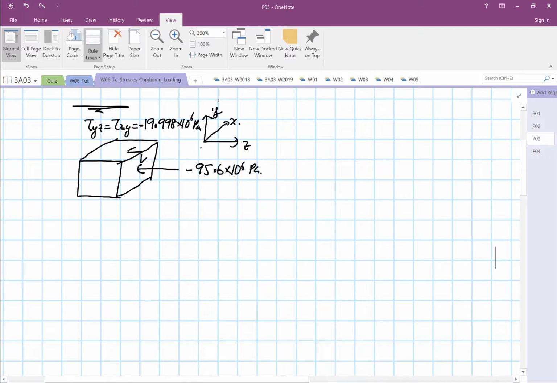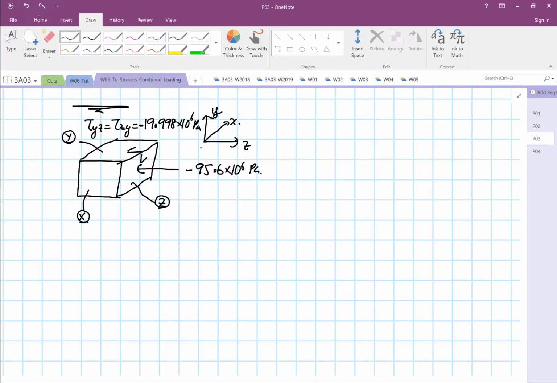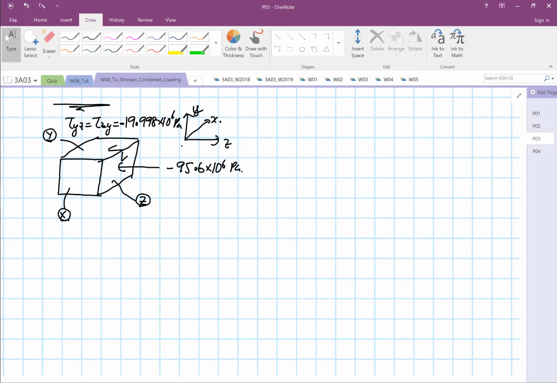Okay, so this is to find the principal stress of the element. Based on the transformation that we're given, I'm going to call this our point Z, our point Y, and our point X. Okay, so it's an element, so it's 3D. So we see what our stresses are like.